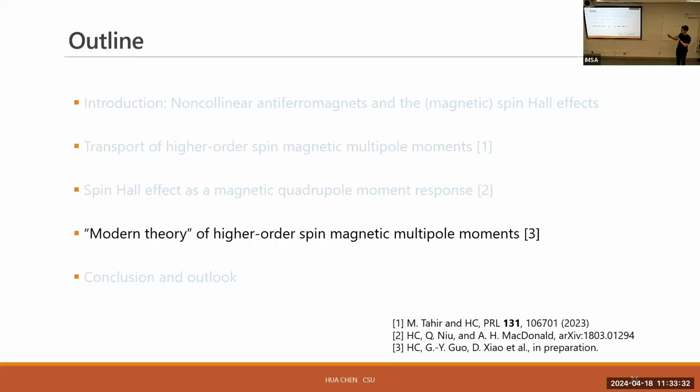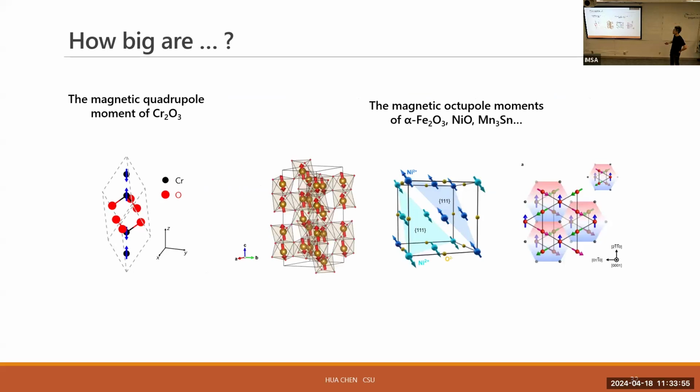The last part is basically the other side of the story. If you have a way to discuss transport of multipole moments, can you also describe the multipole moments of the system in equilibrium quantitatively? This is what these modern theories of polarization-like quantities are about. So basically, all of these quasiparticles should have higher order multipole moments, but if you ask anyone how large are these multipole moments, no one can tell you. This has not been formally, quantitatively discussed in condensed matter physics, with just a very few exceptions. We'll show you the reference.